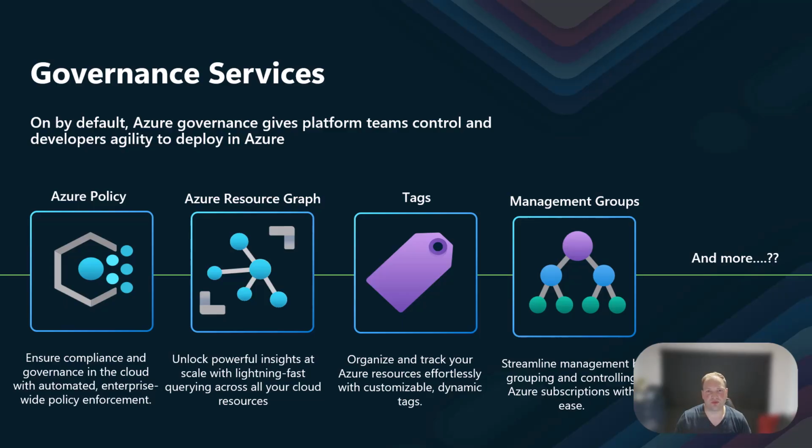Then you have your management group structure. If your organization has dozens, hundreds, or even thousands of subscriptions, management groups are really a lifesaver because they help you organize that subscription hierarchy, apply your policies across vast portions of your environment, and keep your cloud manageable. So these tools all come together to form the backbone of your modern cloud governance, and they're really powerful.